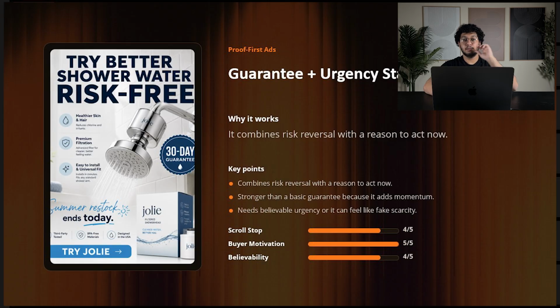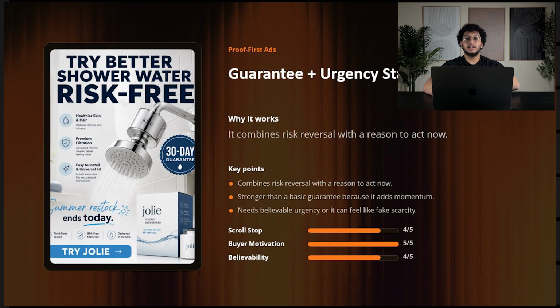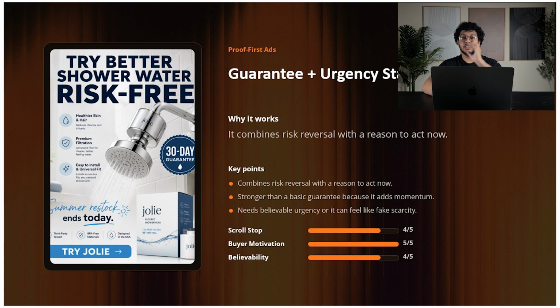Next is guarantee plus urgency. This is A tier. Now you're combining two forces. The guarantee removes the risk and the urgency gives the viewer a reason to act now. That's a strong conversion combo. The only callout is fake urgency. If the deadline feels manufactured, then believability drops. But when the urgency is real, this can be a strong warm traffic ad.